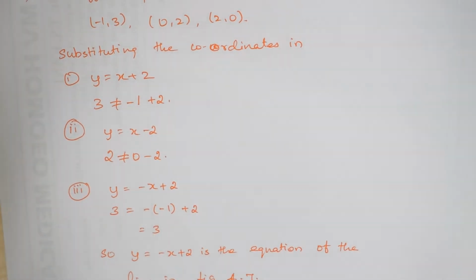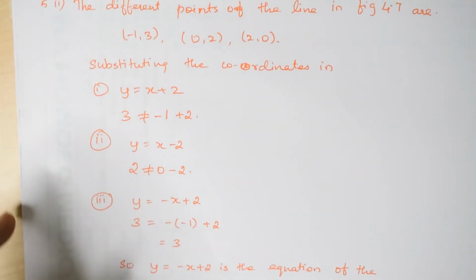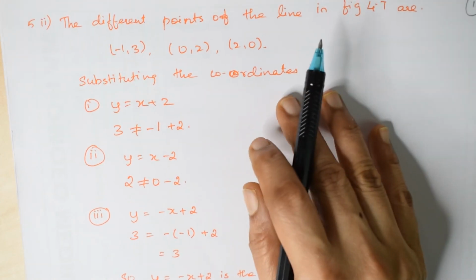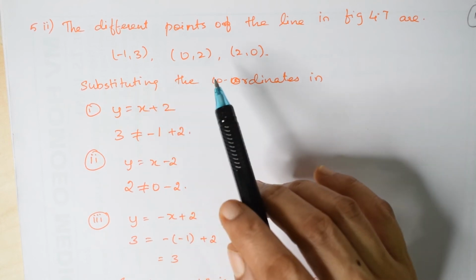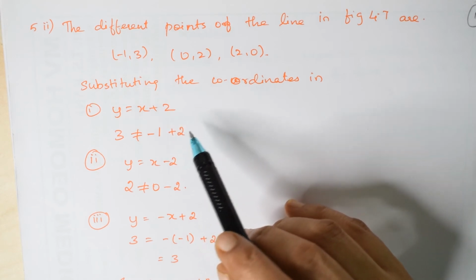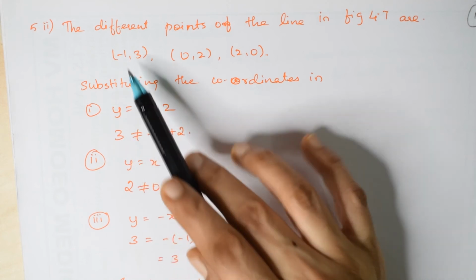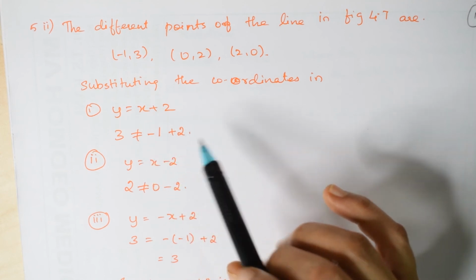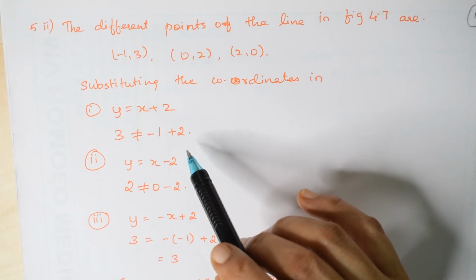When we look at the second figure, we have again 3 points. The 3 points are minus 1 comma 3, 0 comma 2 and 2 comma 0. These are the 3 points found on the second figure, and I substitute again these coordinates in the given equations. The first equation is y is equal to x plus 2, and I see that it is not satisfying. When I substitute x and y, minus 1 and 3, in this, it's not satisfying. So this first equation is not represented on the figure.